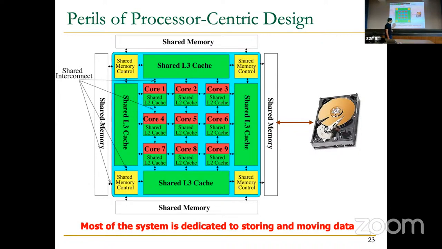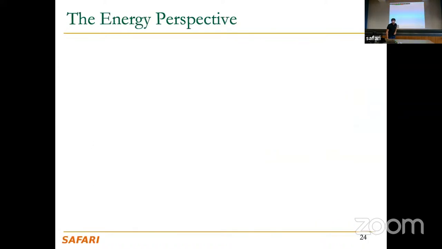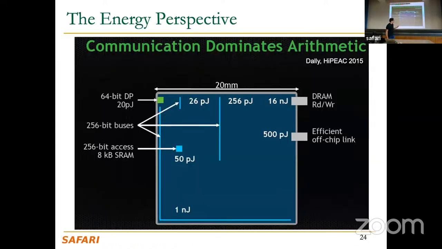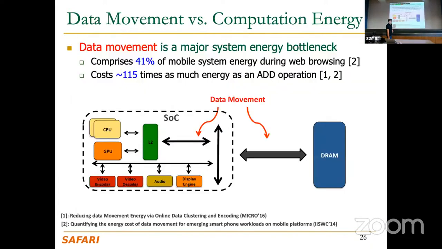And we already showed this slide the other day, where we see that most of the processor is dedicated to moving and storing data. The energy perspective, which we already saw as well, shows us that performing a double precision addition, for example, takes essentially between 2 and 3 orders of magnitude less energy than an access to DRAM, a DRAM read or a DRAM write.